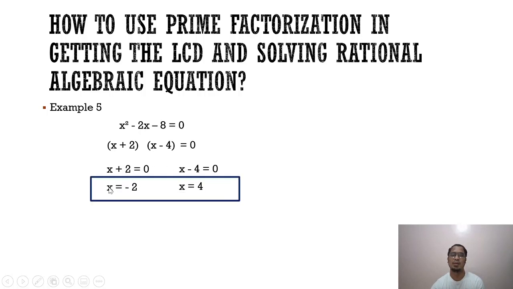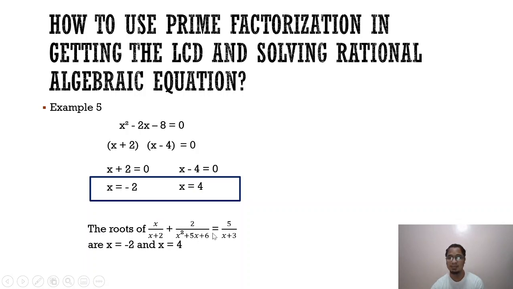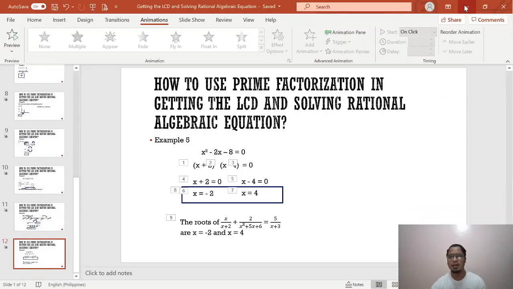If we are talking about the roots, this is what we are looking for. Our original given was x over x plus 2, 2 over x squared plus 5x plus 6, 5 over x plus 3. When we were asked for the roots, after converting, this is what we got: x equals negative 2, x equals 4.